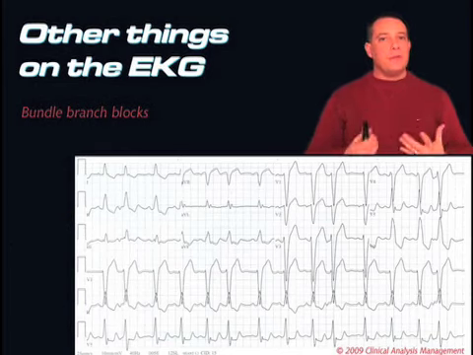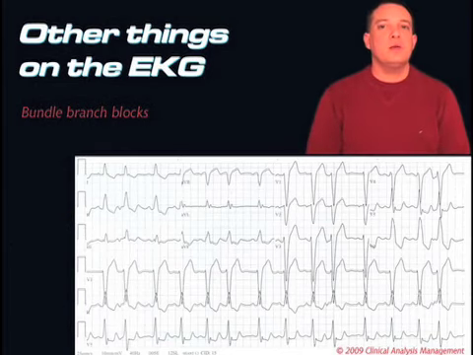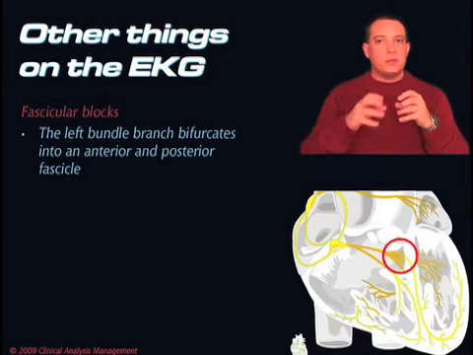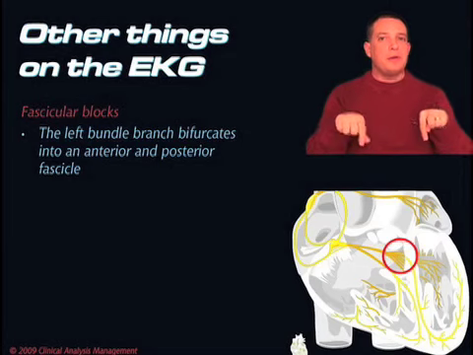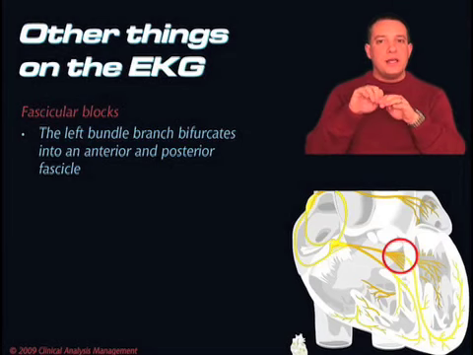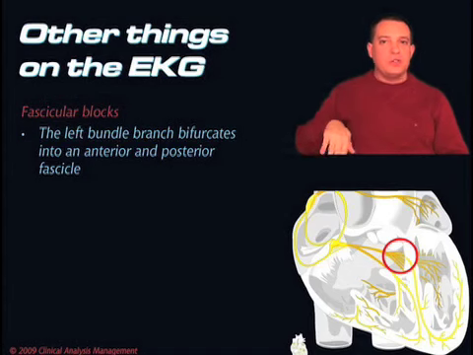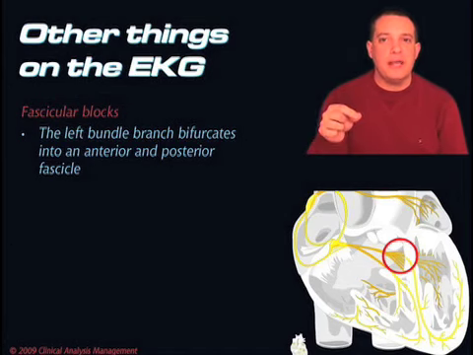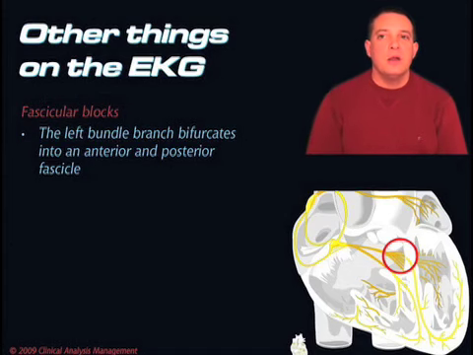Okay, now we've talked about bundle branch blocks. The other thing that we need to understand is something called a fascicular block. Now, remember when we talked about the heart, we said that the conduction system was broken down into a right bundle and a left bundle. And remember the left bundle, we said it actually broke down into 2 fascicles. We had an anterior fascicle and we had a posterior fascicle. Well, a fascicular block is when we have a block of one of the 2 fascicles on the left side, when we either have a block of the anterior fascicle or when we have a block of the posterior fascicle.